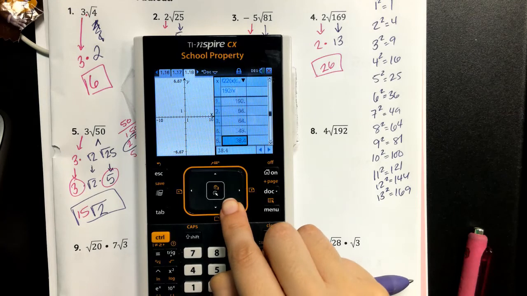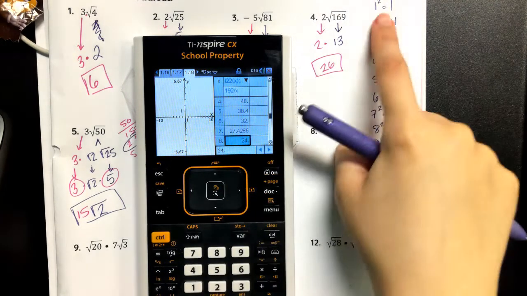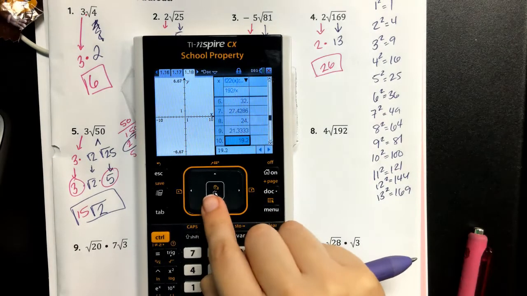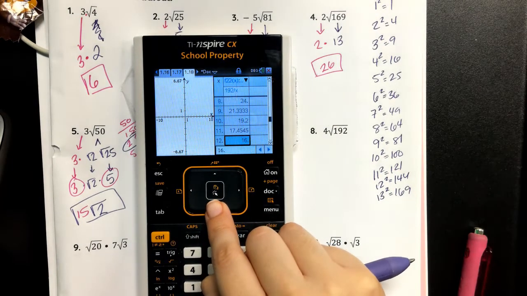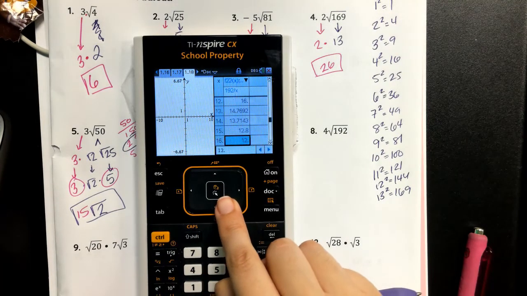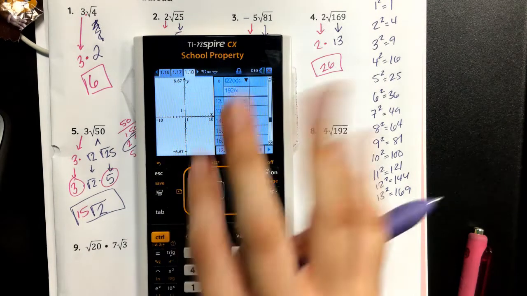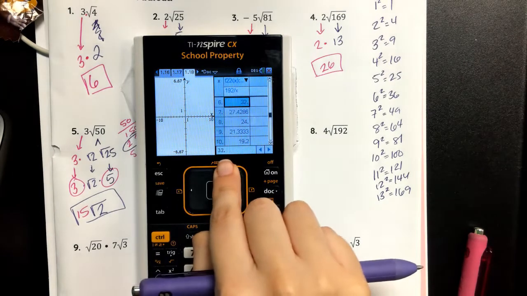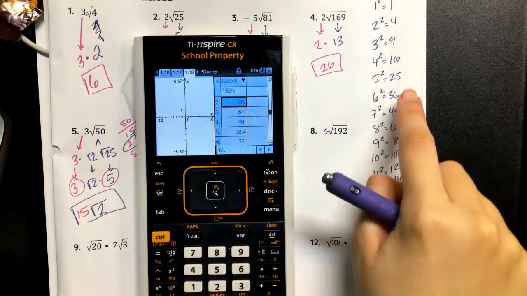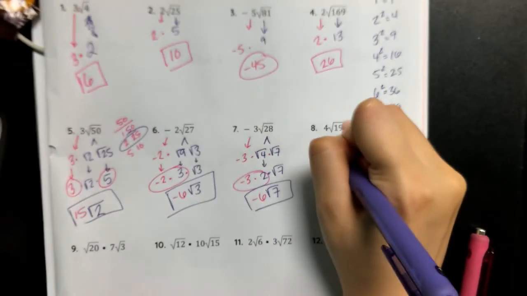So 3 and 64, 4 and 48, 6 and 32, still not a perfect square. 8 and 24, not perfect squares. 12 and 16, none of those are perfect squares. 16 and 12. Notice we started repeating, 12 and 16, 16 and 12, so we can stop looking. Our biggest perfect square was here, the 64. So 3 and 64. So I'll write my perfect square first.